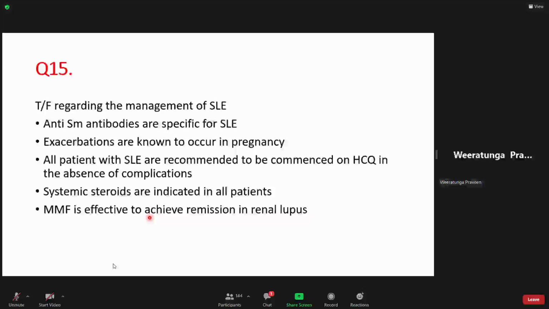So high dose steroids, cyclophosphamide, MMF, if they have life-threatening organ problems. But patients with mild disease don't need steroids or strong immunosuppression. They just need HCQ.